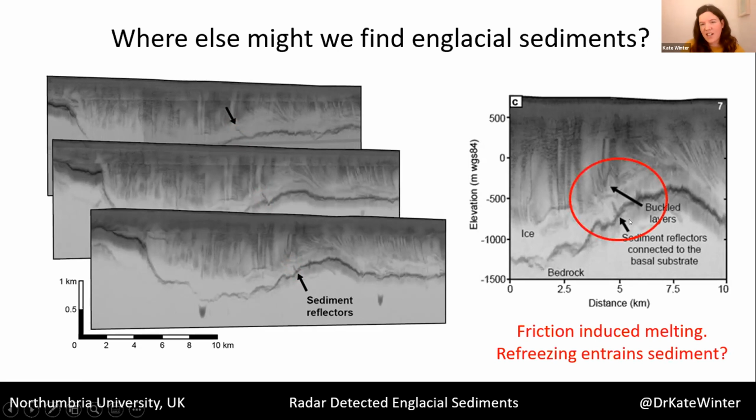And what we see here is that I just highlighted this bit here for you. We see these buckled layers. So they're telling us that the ice has to push and squeeze past this bedrock bump. And as it does so, we're getting friction-induced melting, capable of picking up and entraining. So we can do some back-of-the-envelope calculations about how much sediment is being picked up here.